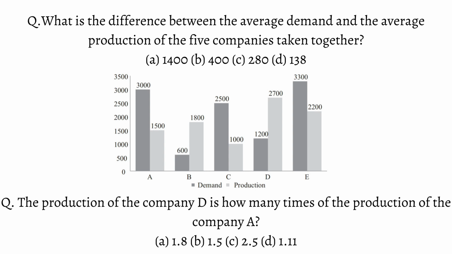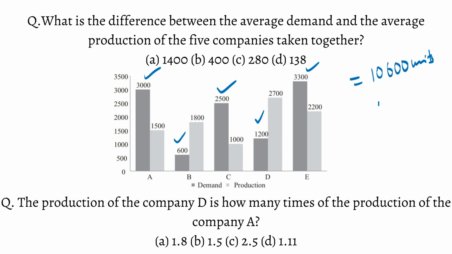companies taken together? So what is the total demand? Total demand of the first company is 3000 and the second one is 600. The demand of the third company is 2500. The fourth one is 1200 and the fifth one is 3300. So total demand, so add all these values, we will get 10600 units.